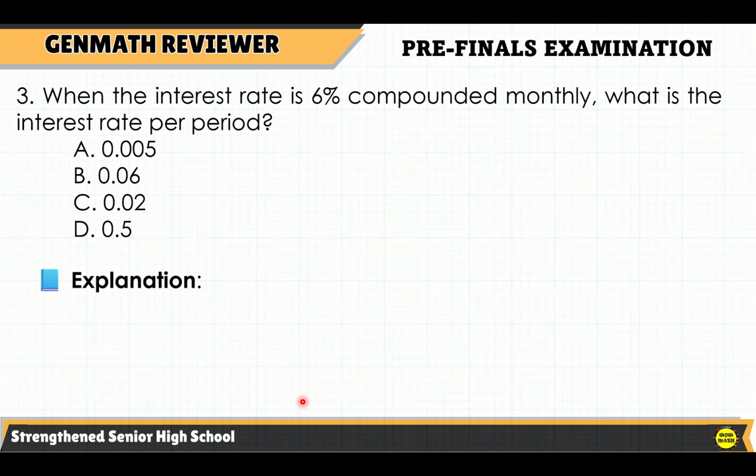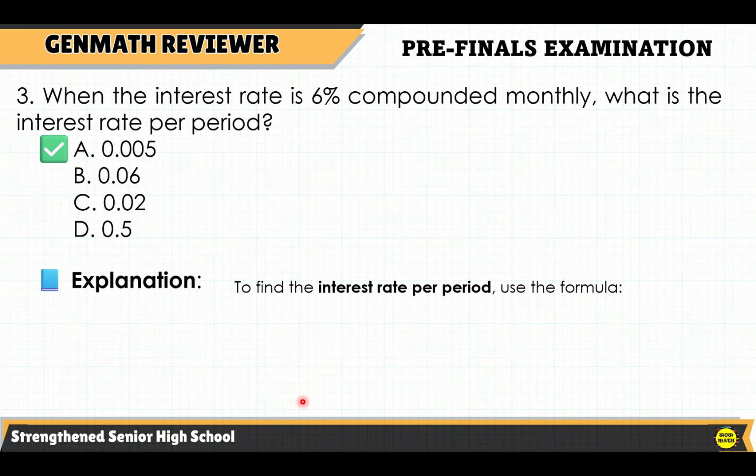Ang dali lang naman, no? Kitang-kita naman ang sagot. Alright? And then, anong gagawin, no? 6% tapos compounded monthly. Ang kinukuha nyo dyan is yung interest rate per period. So, that will be the value of i. So, letter A, correct. Kasi baka sabihin nila 0.06.